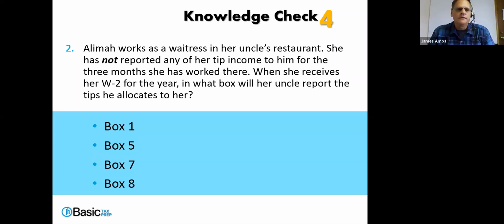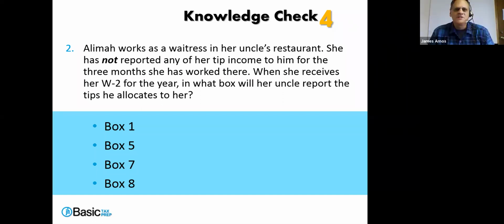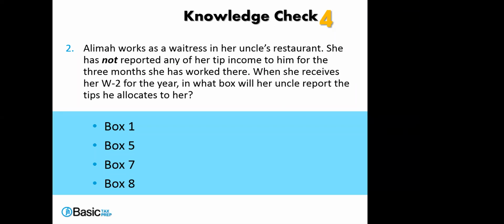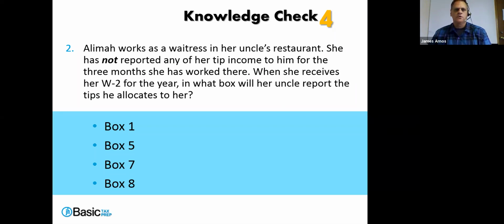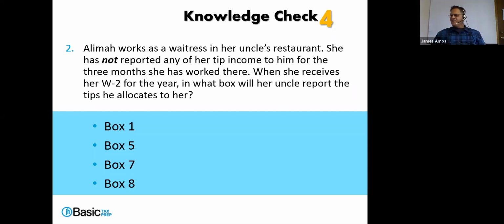Question 2, Alama, and if anybody knows how to pronounce that differently, let me know. But I'm going to say Alama works as a waitress in her uncle's restaurant. She has not reported any of her tip income to him for the 3 months that she has worked there. When she receives her W-2 for the year, in what box will her uncle report the tips allocated to her? Box 8. Everybody write it. Okay. You're right, Noemi. It's box 8. Box 8 are the allocated tips.